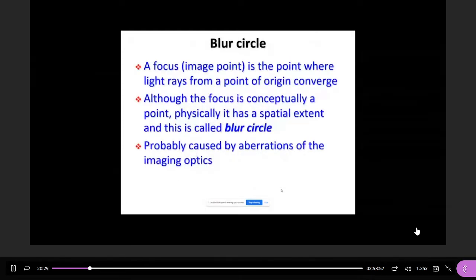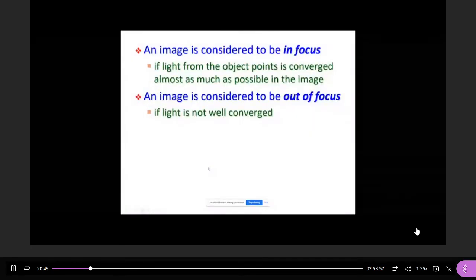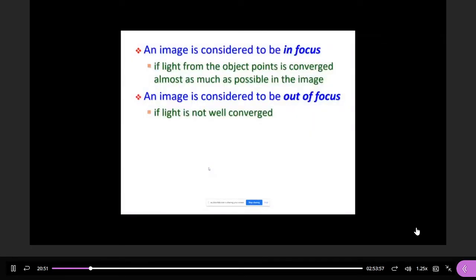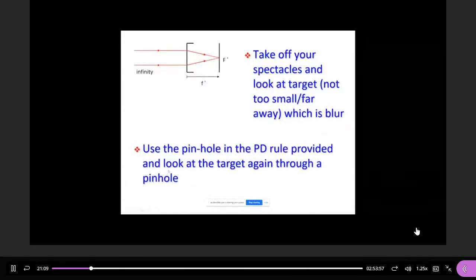So what is the blur circle? The blur circle is a focal effect when we talk about astigmatism or myopia and so on. They are not focused on the retina, probably caused by the aberration of the image optics. So in simple terms, if an image is perfectly focused on the retina, it should be a point or a perfect match of the image. However, most of the time it's not the case. So they will make a blur circle. So what is the blur circle?